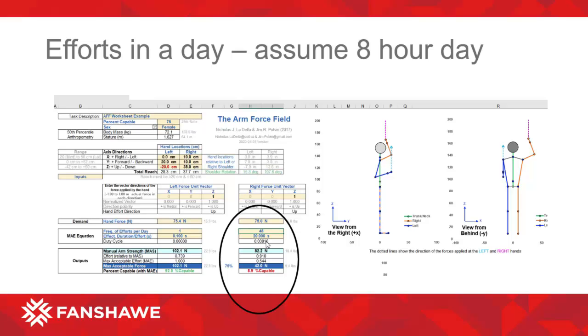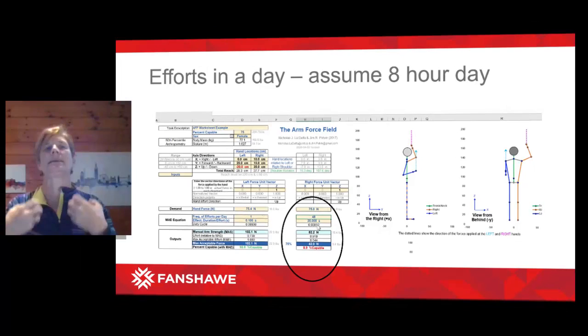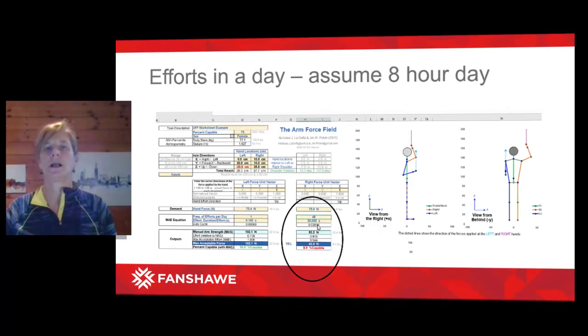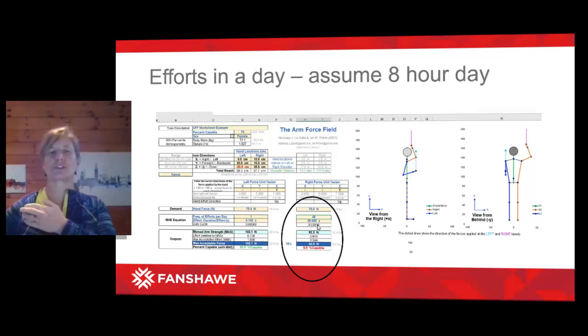Okay, so MAE is inside the XL, and it modifies the arm force field. The arm force field data by itself is just your manual arm strength that you could perform in that posture. Again, it's all about measuring from the shoulder to that palm center in distance.